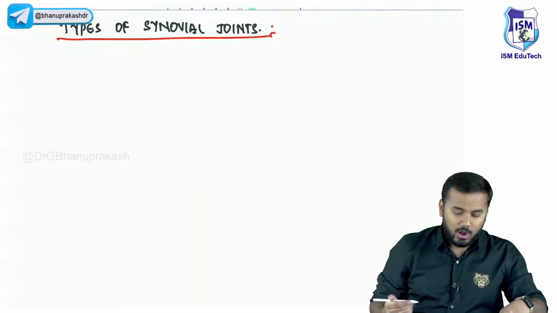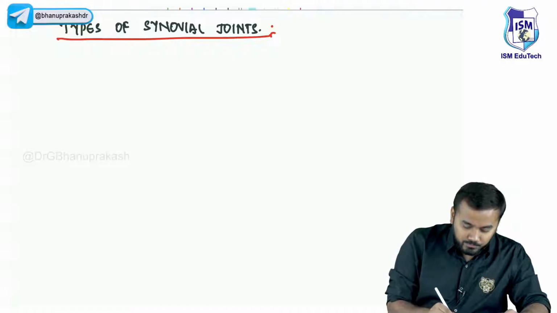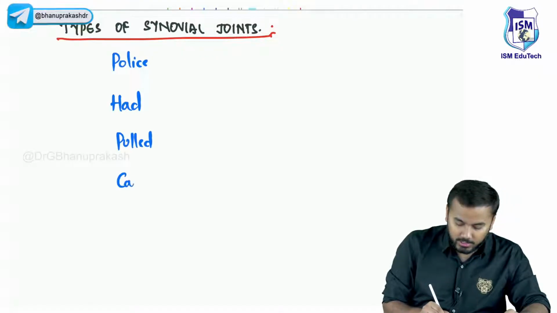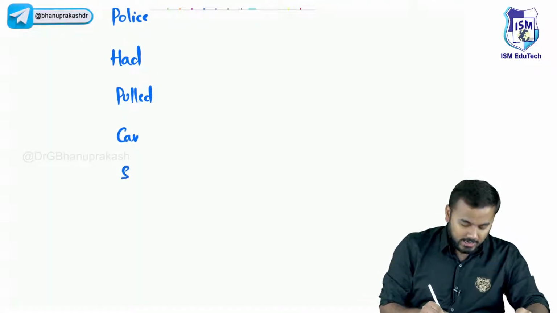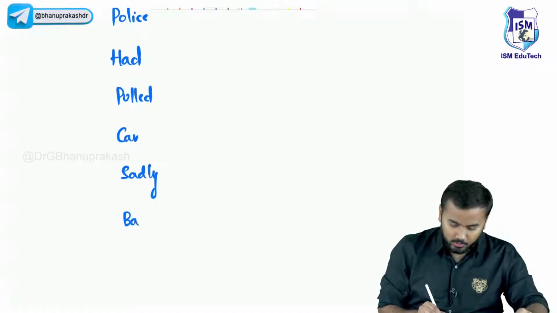So how do you frame this mnemonic? All of you look here. Police had pulled your car. Why? Sadly, because he found a bag.